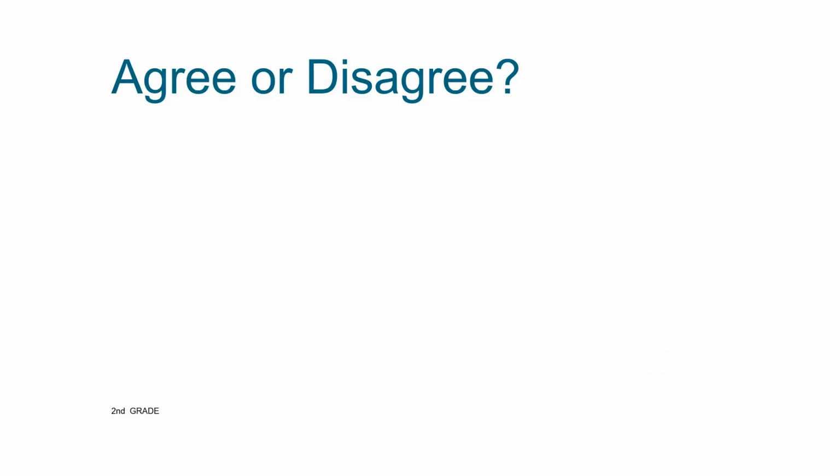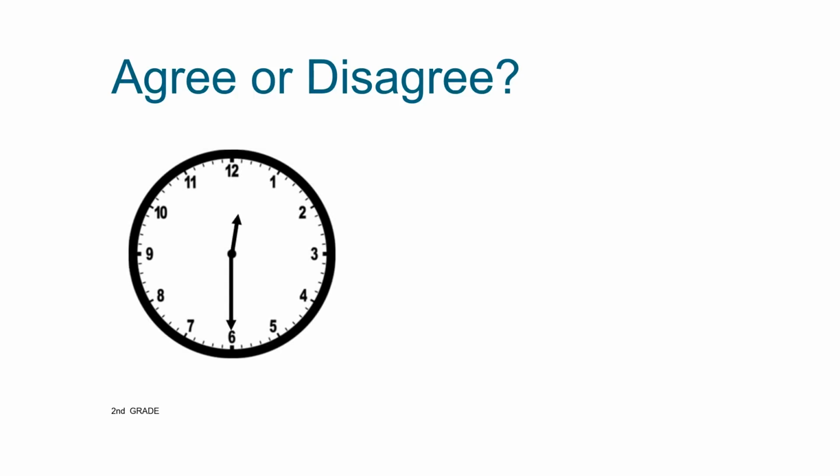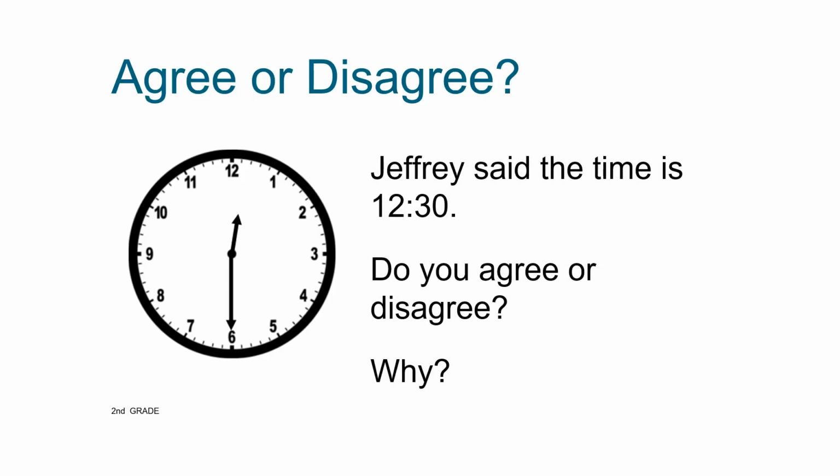Last one. Read the time on the clock. Jeffrey said the time is 12:30. Do you agree or disagree? And why? I'll give you time to think and talk aloud. You should agree with Jeffrey. He's right. The time is 12:30. How did you do with agree or disagree? If you have an analog clock at home, you could play this game with someone at your house.